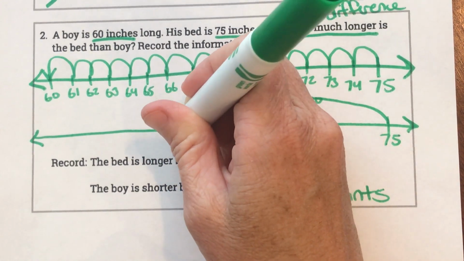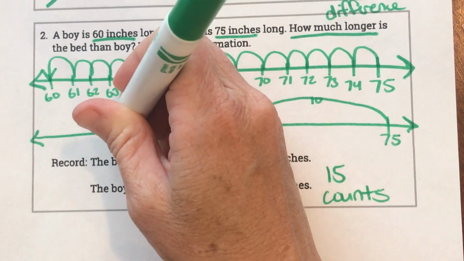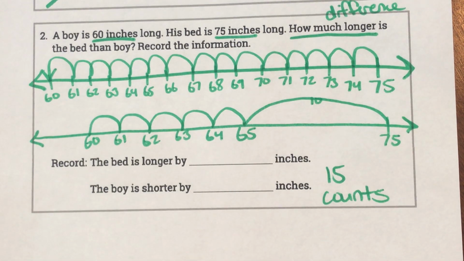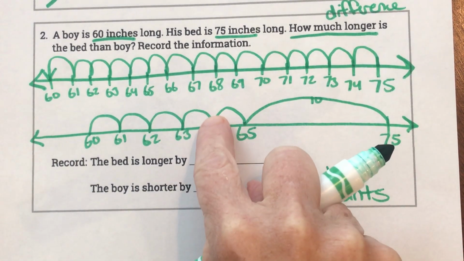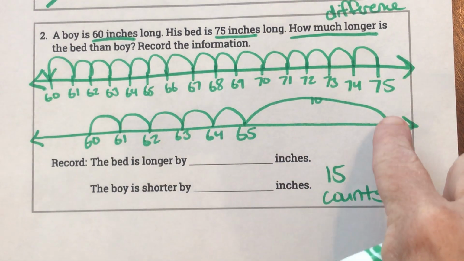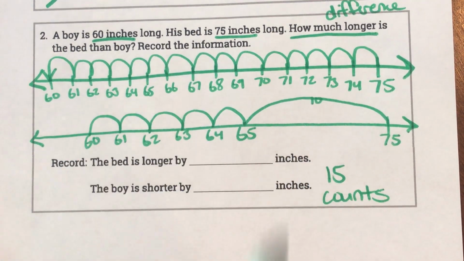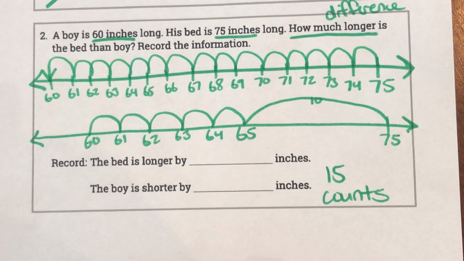64, 63, 62, 61, and 60. So I did a big count of 10, and then 1, 2, 3, 4, 5 counts of 1 each. So 10, 11, 12, 13, 14, 15. So I still had 15 counts. This just might be a faster way to do it.